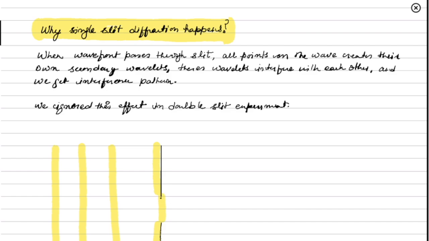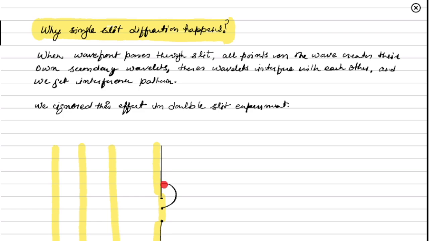So I will draw one point here, one point here, one point here, and I can draw as many as I want. I can zoom in more and make it 10. There will be infinite points here. And every point will start creating its own secondary wavelet. Remember that. And that is what is happening.